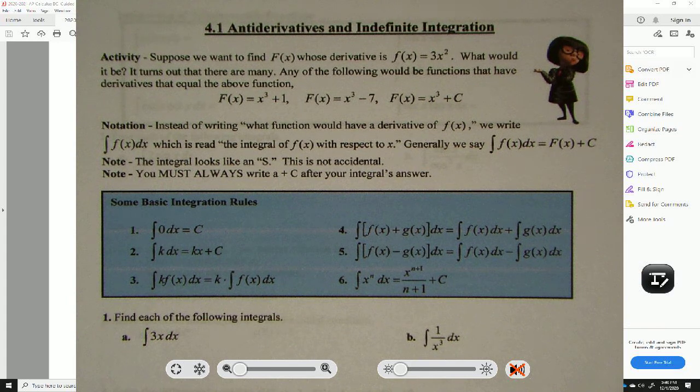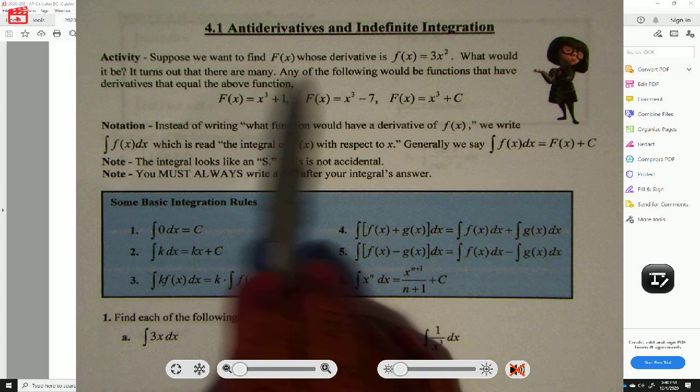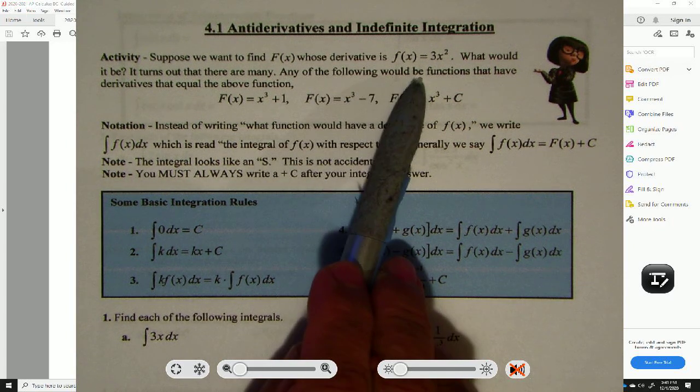Alright, this is section 4.1, the antiderivatives and the indefinite integration. So, the activity: suppose we want to find f of x whose derivative is 3x squared.